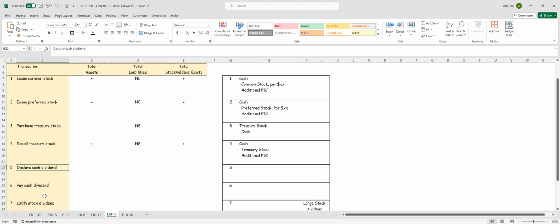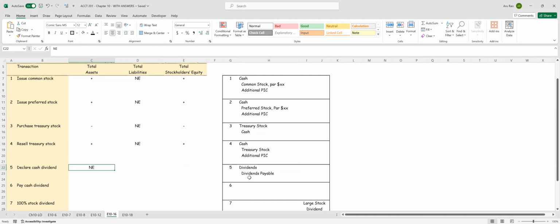I declare and pay cash dividends. I declare cash dividends first, and then I pay. So I have dividends debit, dividends payable credit. I've not paid cash as yet, so no effect over here. In the next transaction I'll pay cash.